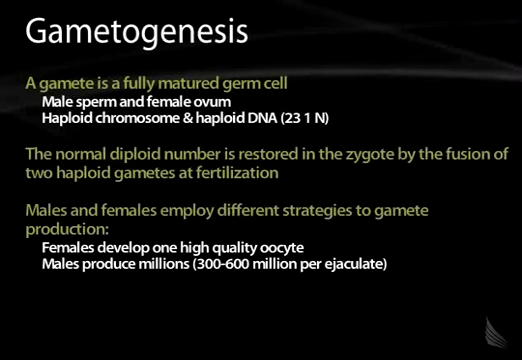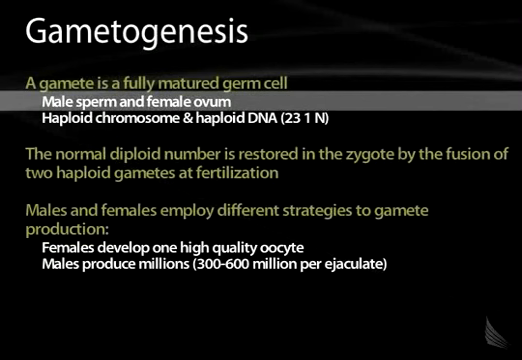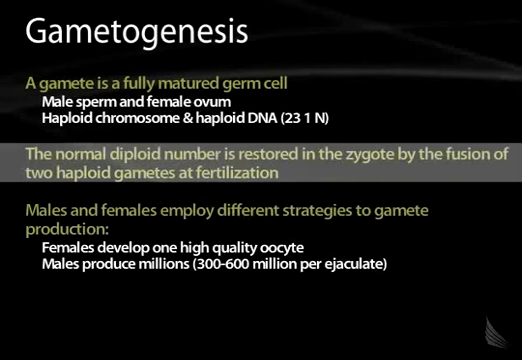Now, let's move on to gametogenesis. If you'll remember from a couple years ago when we first started talking about this stuff at your respective medical schools, a gamete is the recombination of the male sperm and the female ovum to reproduce the diploid chromosomal number. When the two fuse together, they become a zygote, and that happens at the time of fertilization.